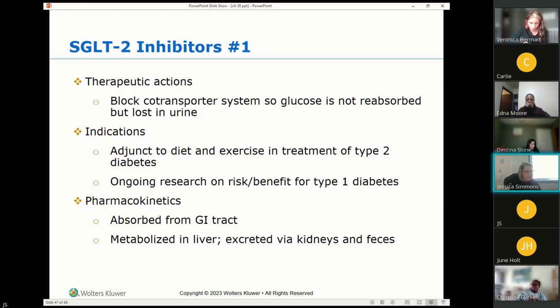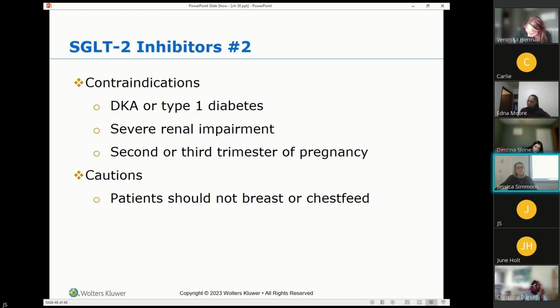But this classification includes Farxiga and Jardiance. These are also drugs that we've seen commercials on. So they block your kidneys from reabsorbing glucose. They're used as an adjunct to diet and exercise in treatment of type 2 diabetes. They have research going in for type 1 diabetes, but I don't think it is approved for anyone with type 1 diabetes yet. Well, it's contraindicated with DKA and type 1 diabetes, so apparently it hasn't been approved yet.